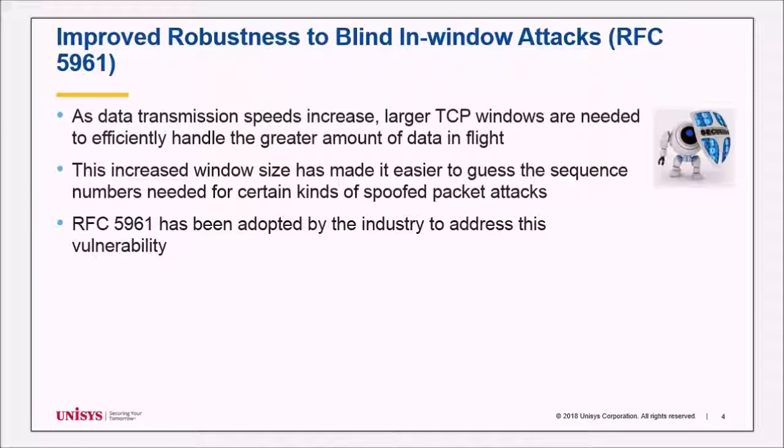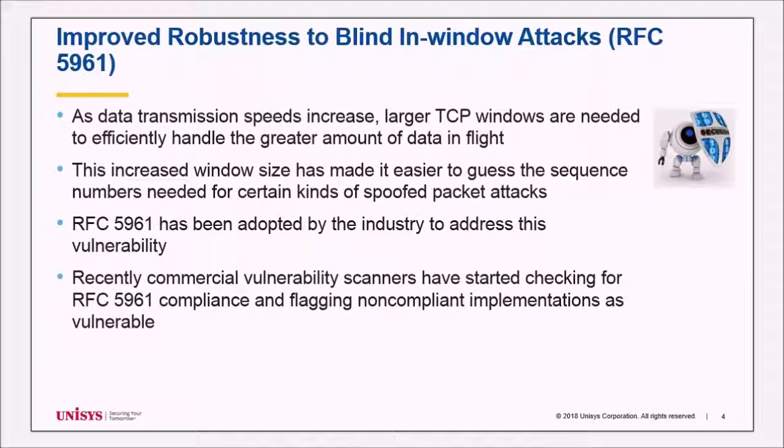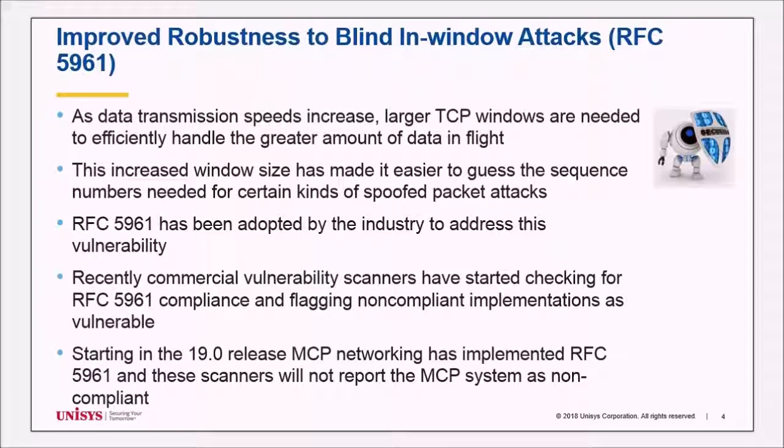The industry came up with RFC 5961 as a way to defend against this vulnerability. And in the last year, commercial vulnerability scanners have started checking for RFC 5961 compliance and flagging non-compliant implementations as a possible vulnerability. Starting with the MCP 19 release, MCP networking has implemented RFC 5961, and it's there by default. It's not something you have to turn on, and scanners will not report the MCP system as vulnerable.